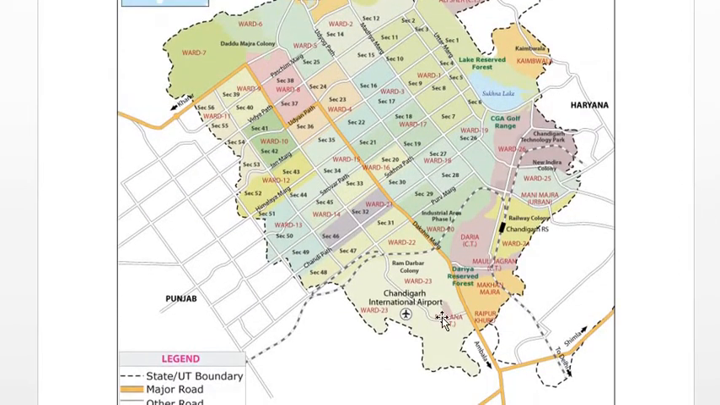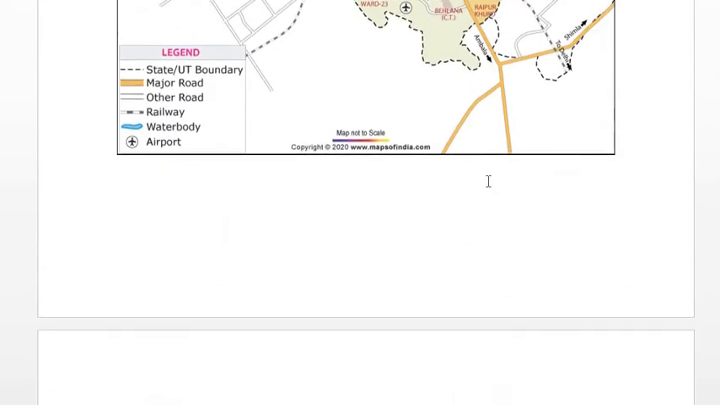And as you can observe, there is Chandigarh International Airport at the very corner of the city, in the fringe area, and the railway station is also at the border of the city. As we will see further, the Chandigarh bus terminus is at the heart of the city, that is, sector 17. We will look at it further.